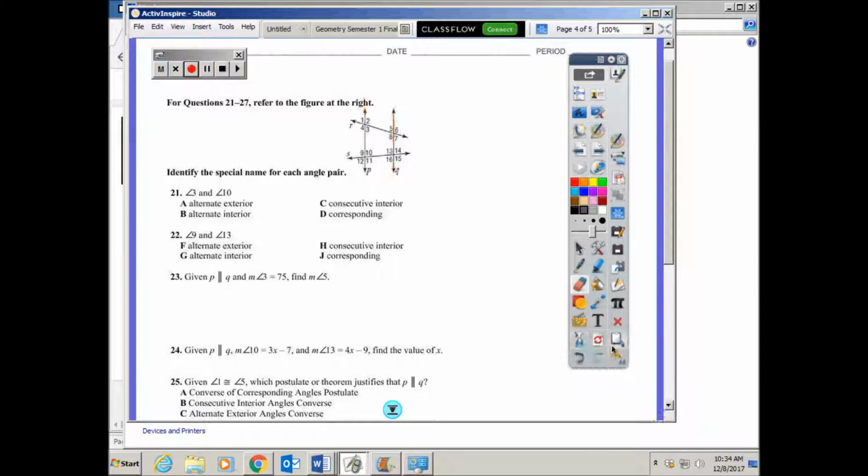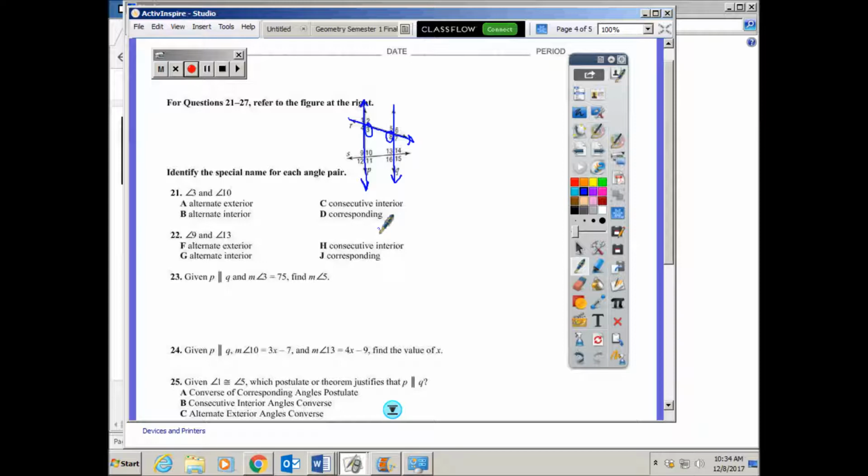is B, which is 3 and 8, because 3 and 8 sit on line P and line Q. So if you messed up 26, that was the one I did have a number of students mess up. Be careful, that's why.